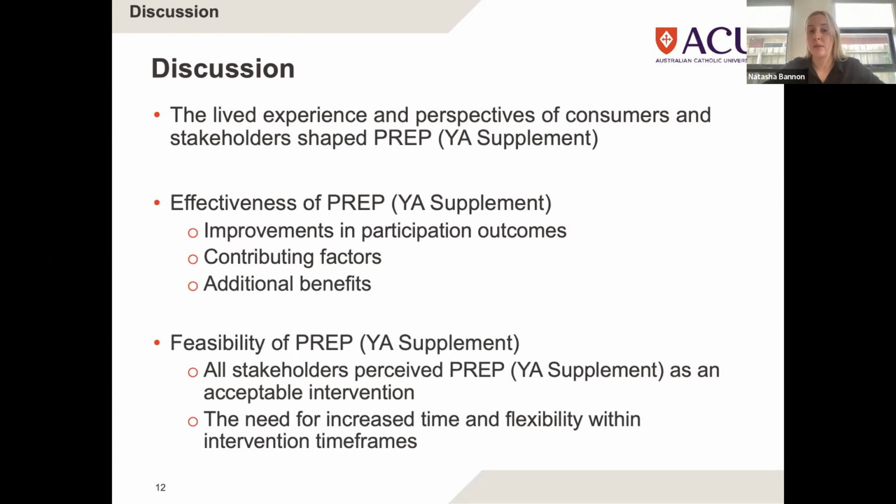These findings are similar to some that we found in previous PrEP studies. However, all stakeholders did recognise that to increase PrEP YAR supplement's applicability in this setting, there is a need for increased time and flexibility within the intervention timeframes. An increase to around 6 weeks would likely permit more intervention to occur, and it would also allow participants more time to engage in their goals and work on the intervention strategies. However, this timeframe should definitely be flexible depending on the individual and their circumstances.